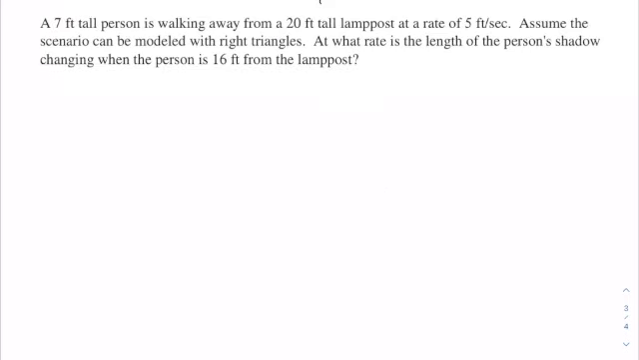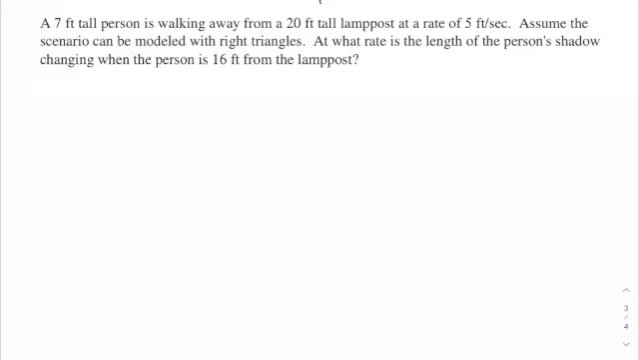The last example we have is one of a right triangle. So it says a 7-foot tall person is walking away from a 20-foot tall lamppost at a rate of 5 feet per second. Assume the scenario can be modeled with right triangles.